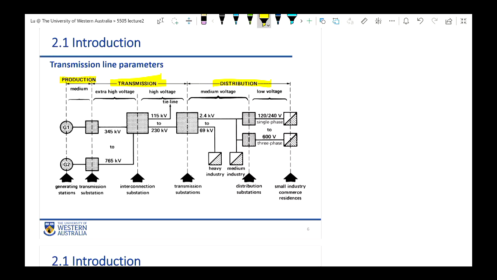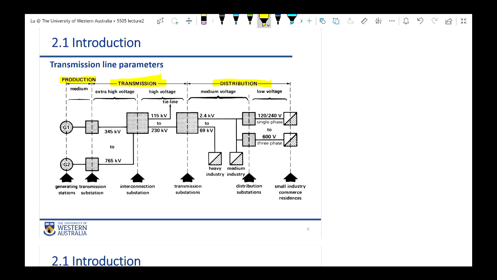Regarding these three areas, I want to draw attention to the voltage level. In most cases, the voltage levels at the generator side and the user side are pretty low. Not too low, but lower than the voltage used in the transmission.